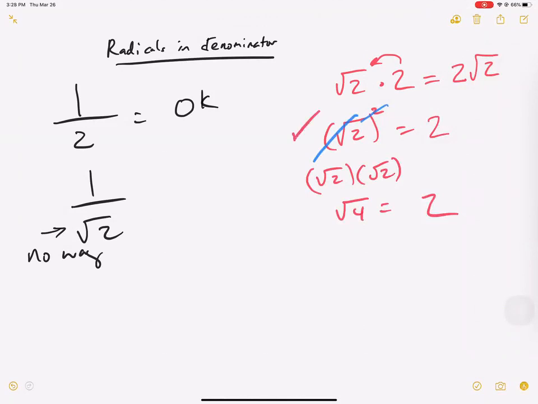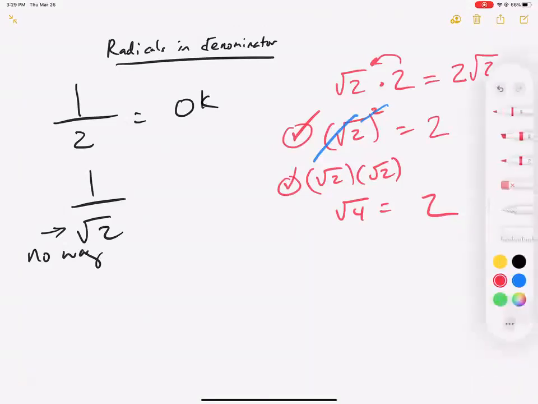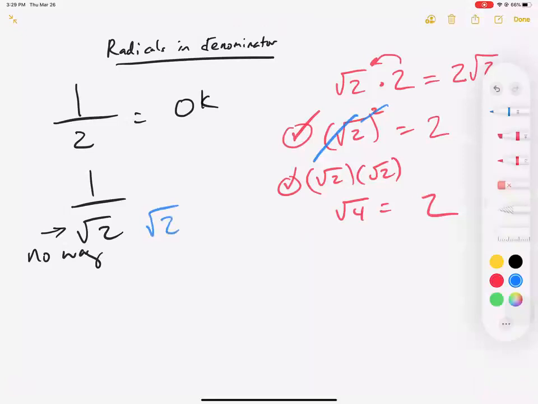We have this one that works. We have this one that works. So, whoops, wrong check mark. We have this one that works. So what we're going to do here is we're going to multiply the square root by a square root of 2. If I do that to the denominator, we have to do it to the top.